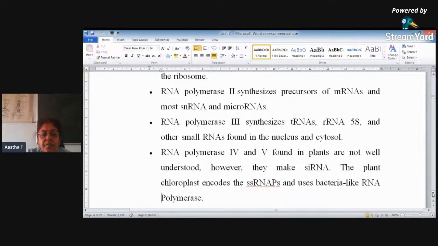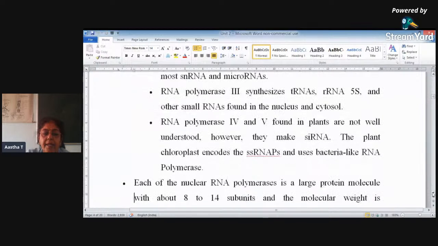The plant chloroplast encodes the ssRNA piece, single-stranded RNA polymerases, and uses bacteria-like RNA polymerases. The plant chloroplast also has these RNA polymerases, and they are known as ssRNA piece, and they match bacterial RNA polymerase.